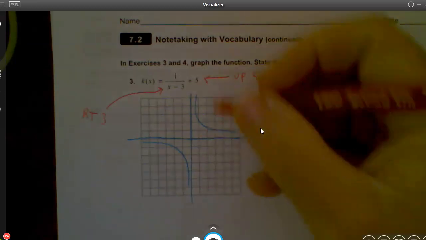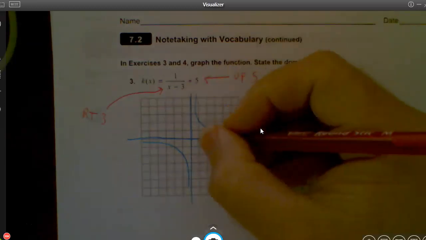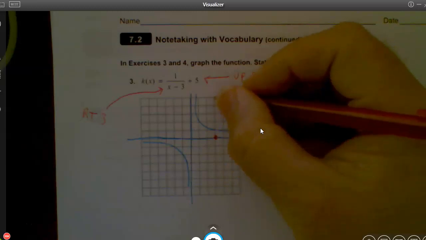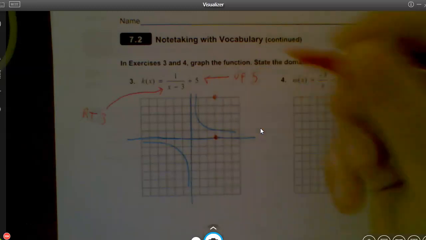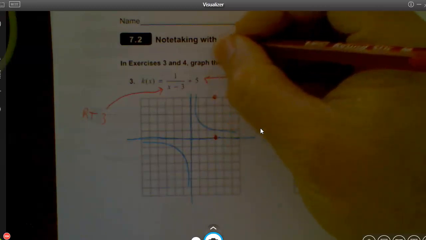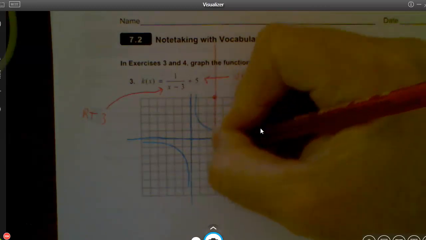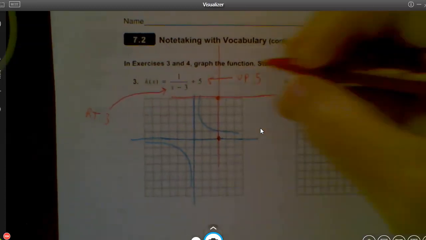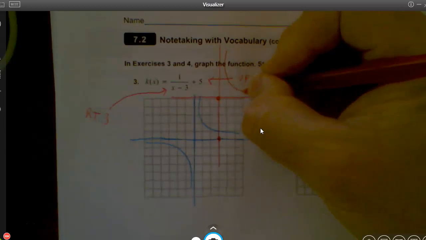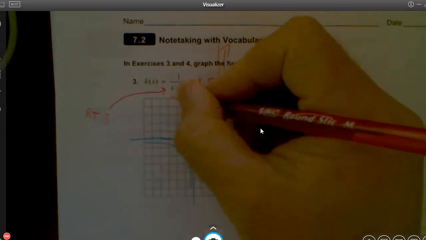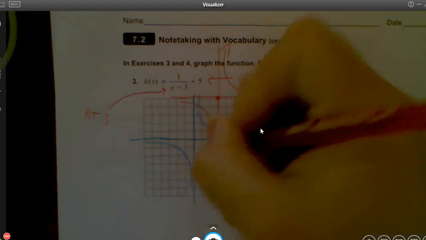So I'm going to take this whole graph and I'm going to go right 3. So 1, 2, 3. And then I'm going to go up 5. 1, 2, 3, 4, 5. So this is where the new graph is going to go. So here is my vertical asymptote. Here is my horizontal. And so here goes the new graph. It's going to go right there. Sorry, I'm a little off my grid, but I got to make do with it. And right here would be the other part.